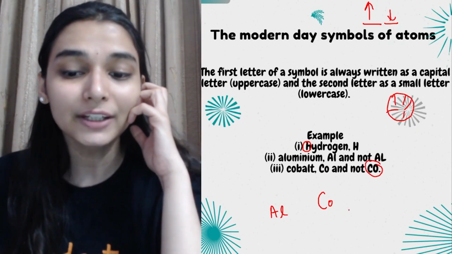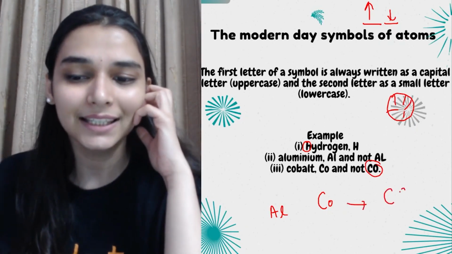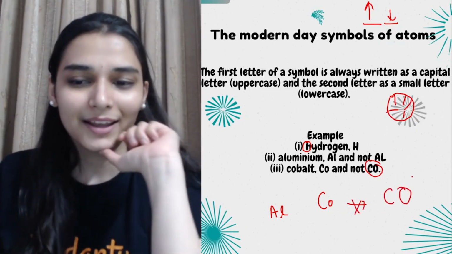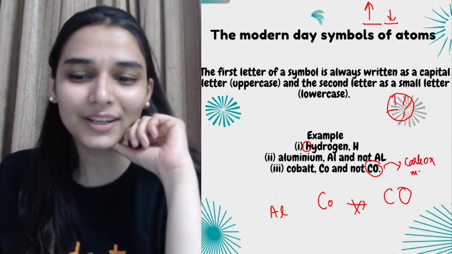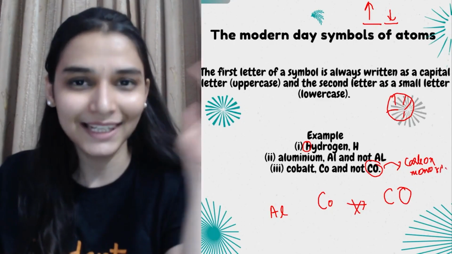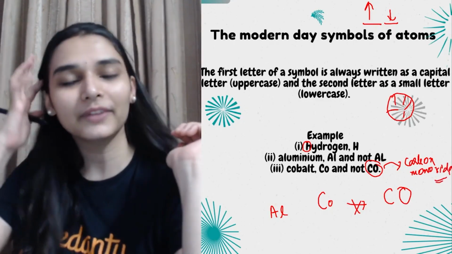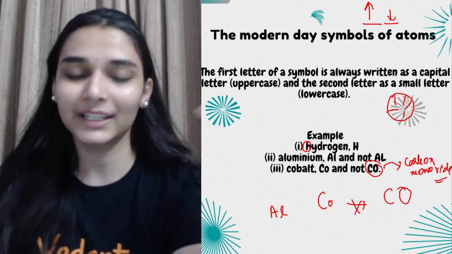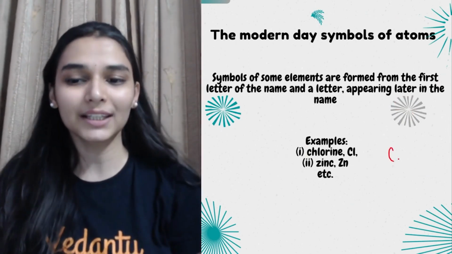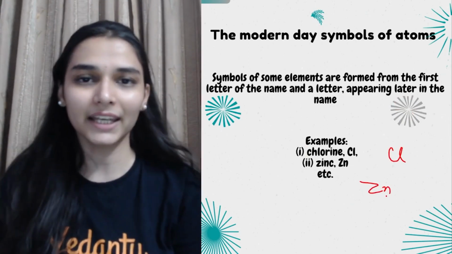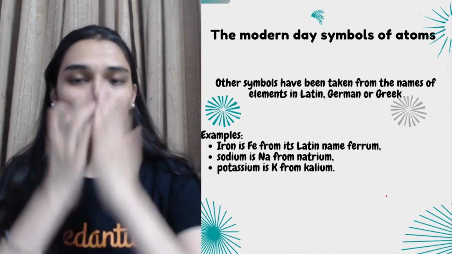So you cannot write cobalt as C and capital O. That means you are writing carbon monoxide. We are not talking about compounds, we are talking about elements. So you have to be very particular about the uppercase and lowercase alphabets. Some more examples: chlorine is Cl, zinc is Zn, etc. This is not much important.